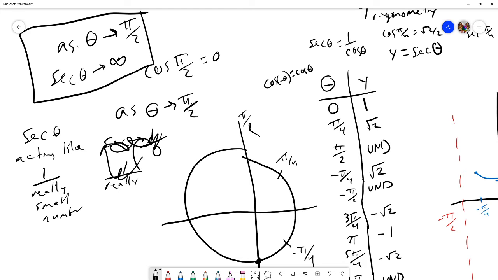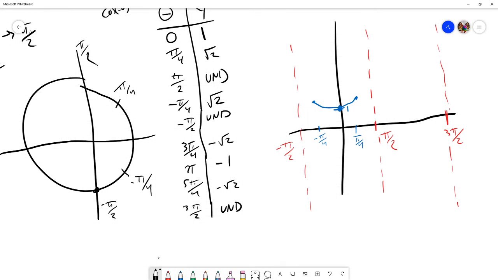We got, as theta is approaching pi over 2, secant theta is approaching infinity. This is the precise mathematical language and notation we want to use. So that means this is going up like this. And we can make a similar argument to show that this is also the case here.